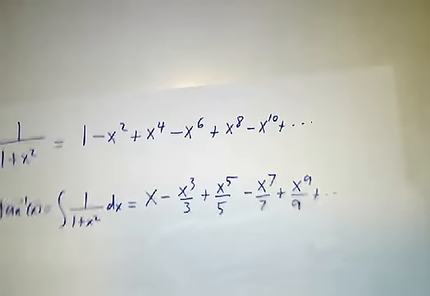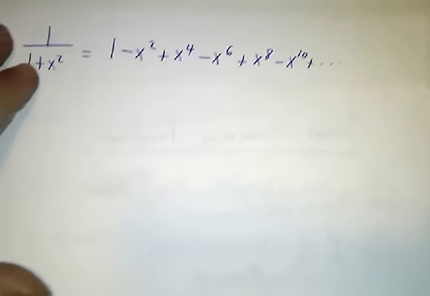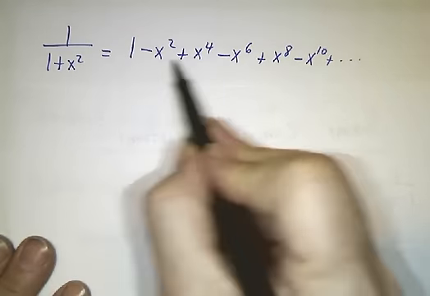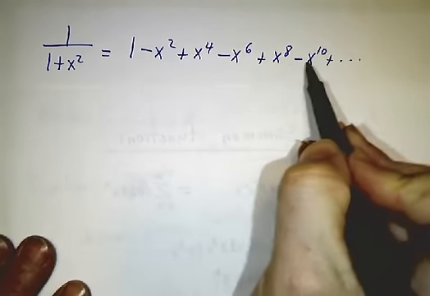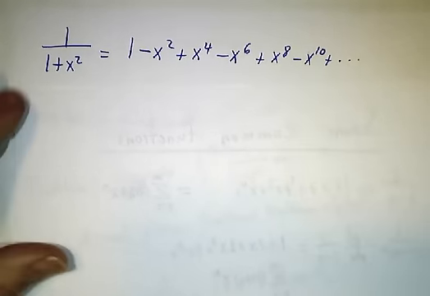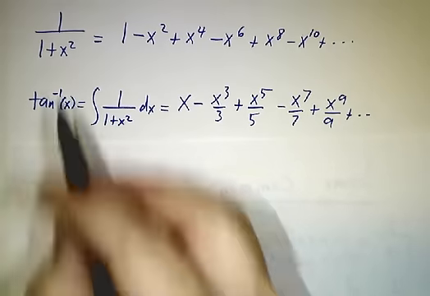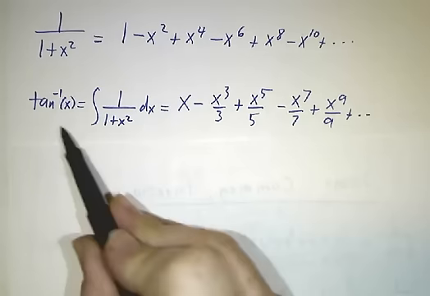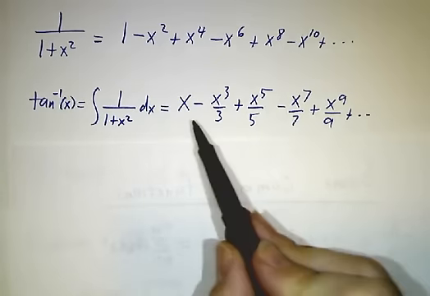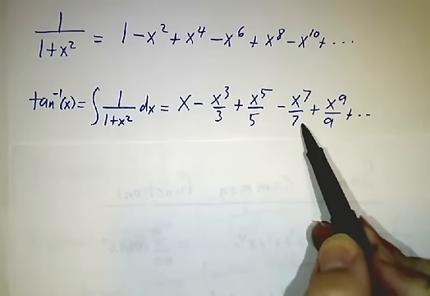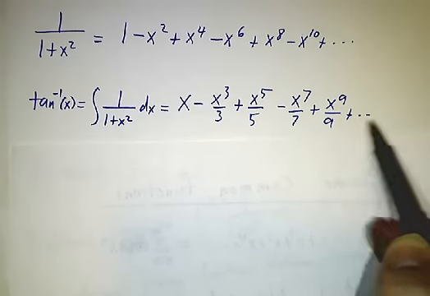The next example is we look at 1 over 1 plus x squared. Well, that's 1 minus x squared plus x to the fourth minus x to the sixth plus x to the eighth minus x to the 10th. And if we integrate everything, the integral of 1 over 1 plus x squared dx is arctangent. And that gives you x minus x cubed over 3 plus x to the 5th over 5 minus x to the 7th over 7 plus x to the 9th over 9, and so on.